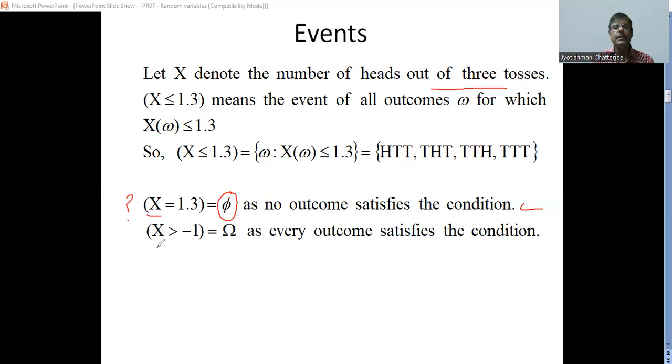Now look at this event, capital X greater than -1. Clearly, all the outcomes satisfy that because all the X values are either greater than or equal to 0. So for each outcome, this condition holds good. That's why capital X greater than -1 is the whole of the sample space.